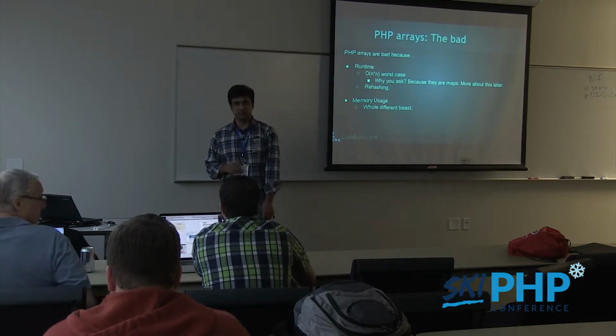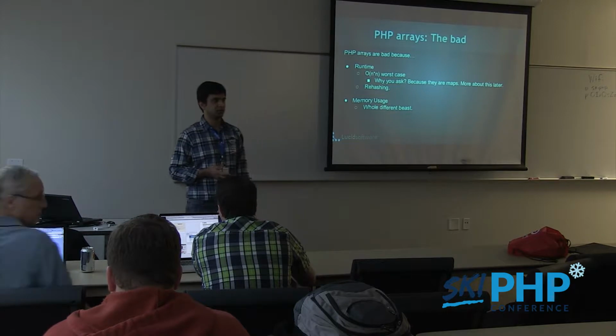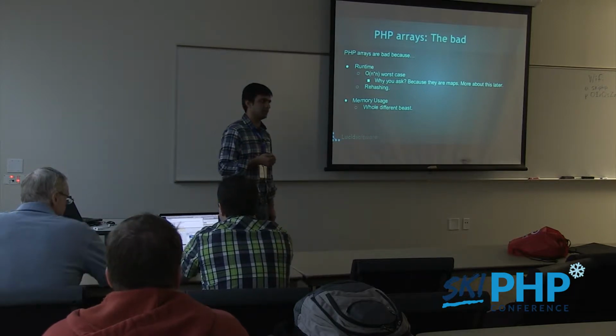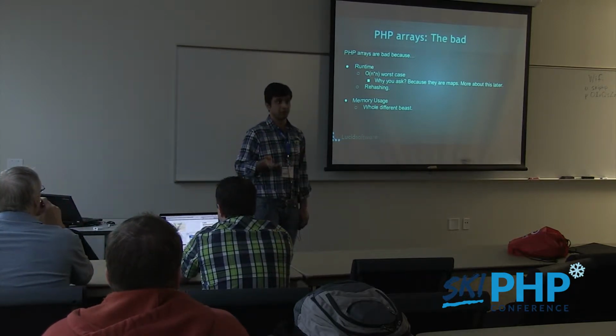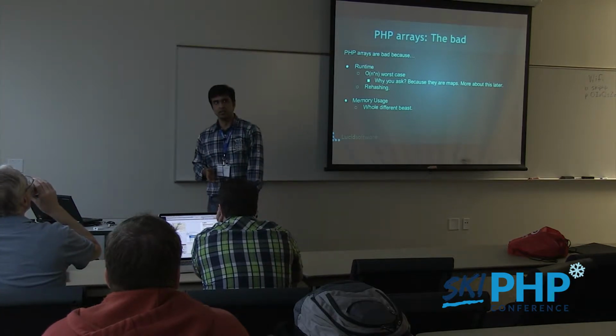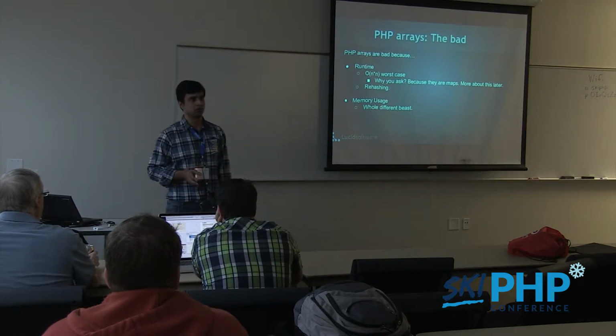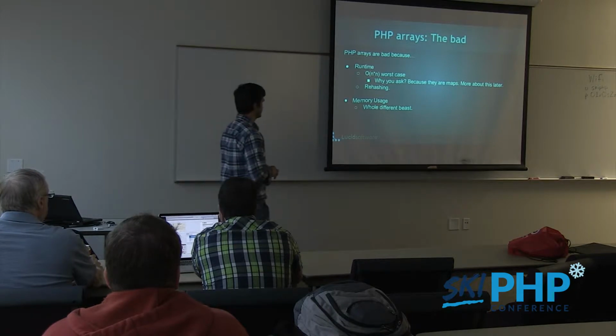In traditional sense, when you create an array, the memory is basically the number of elements you have times the size of each element. That's the memory you use, and it's very logical. In case of PHP, that's not true. And I'll try to show you why that's not true.